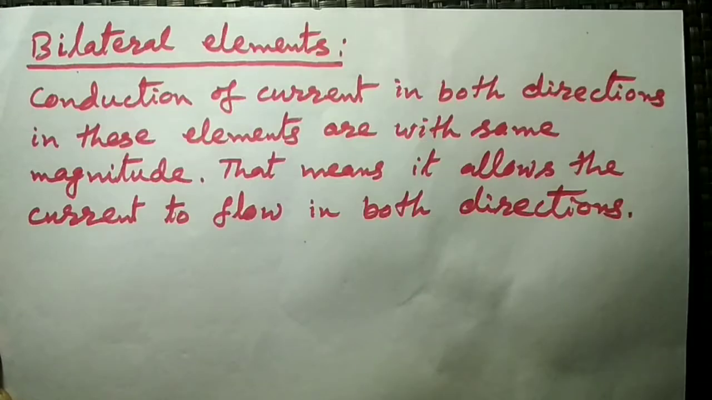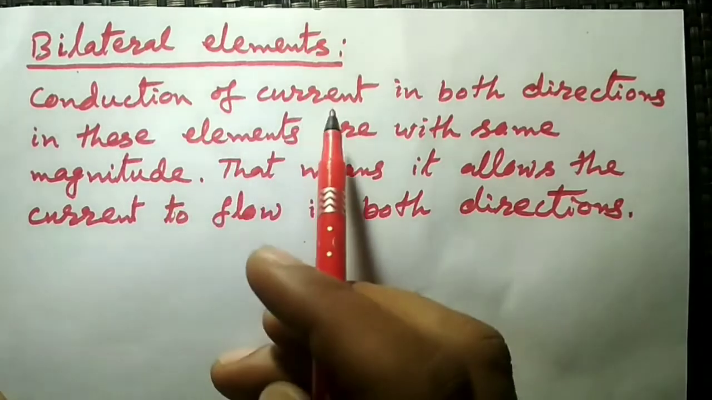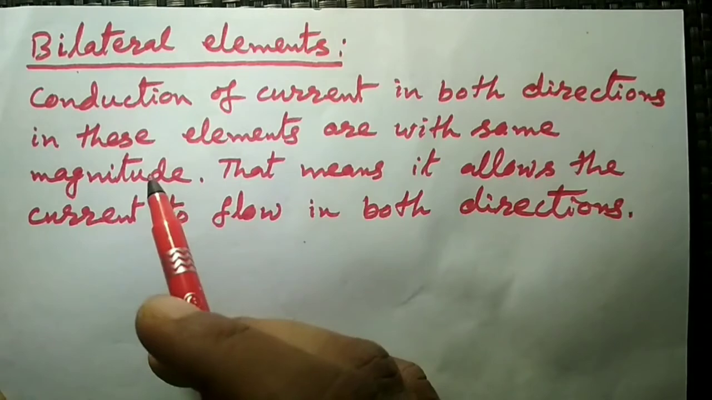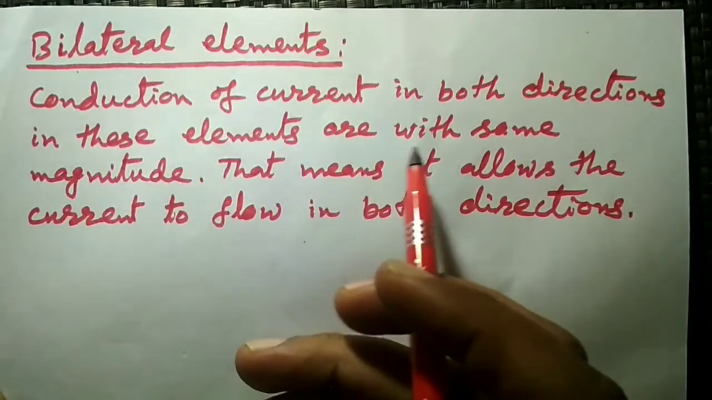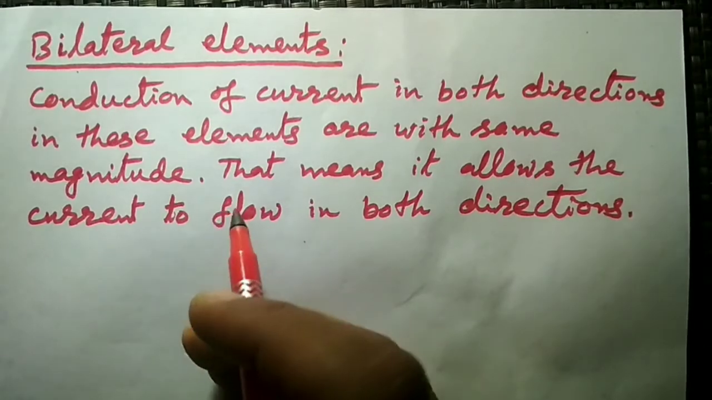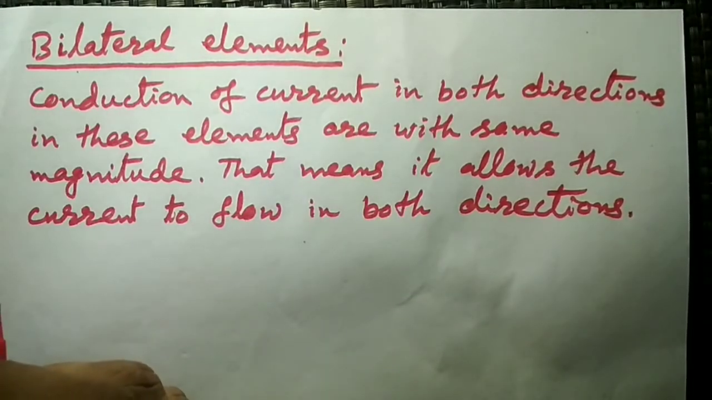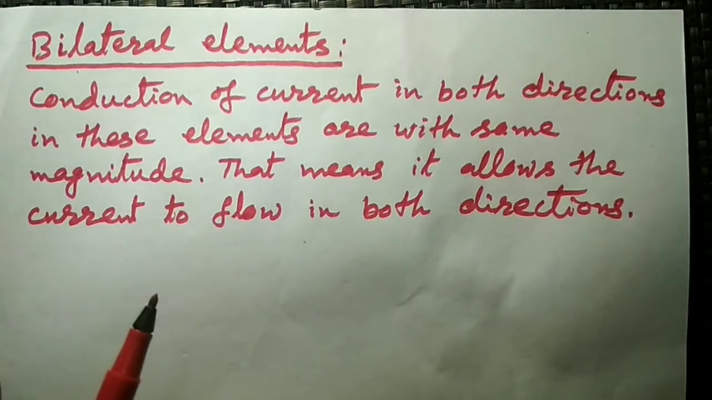The next terms are bilateral and unilateral elements. First of all, we will consider the bilateral element. In a bilateral element, the conduction of current in both directions is with the same magnitude. These are called bilateral elements. That means it allows the flow of current in both directions. Remember one thing, in a bilateral circuit, the property of the circuit does not change with the change in direction of the supply voltage or current.